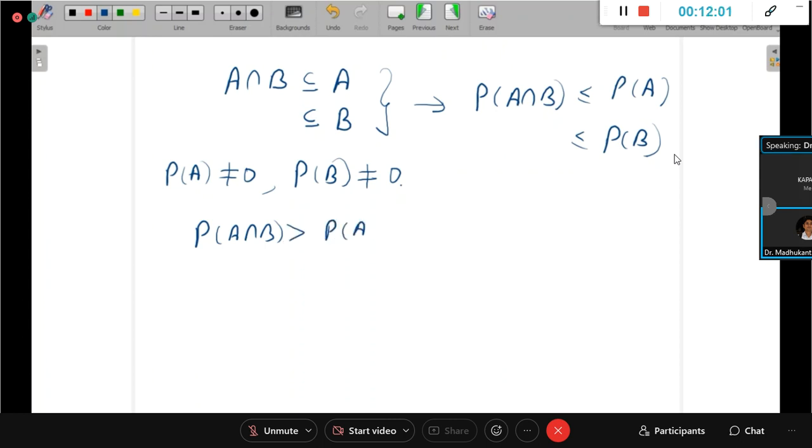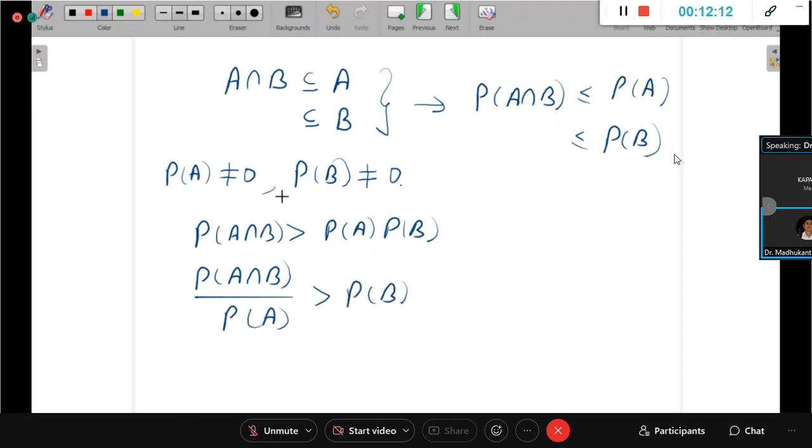Now, what is this? Probability of A intersection B is greater than probability of A times probability of B. What does it tell you? That probability of A intersection B divided by probability of A is greater than probability of B. So this is why the non-zero condition is essential here. Non-zero means strictly greater than zero, right? And you can divide both sides by a positive number, then the inequality will not be altered. This is what it means.